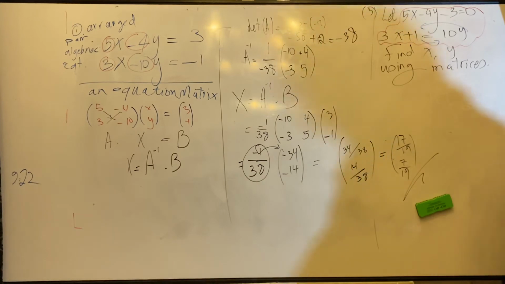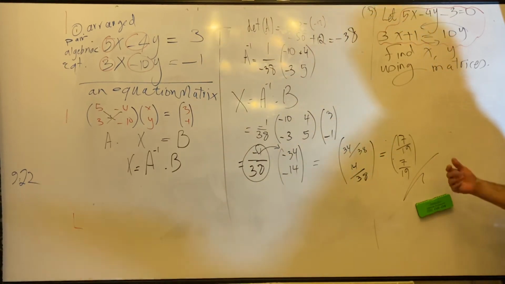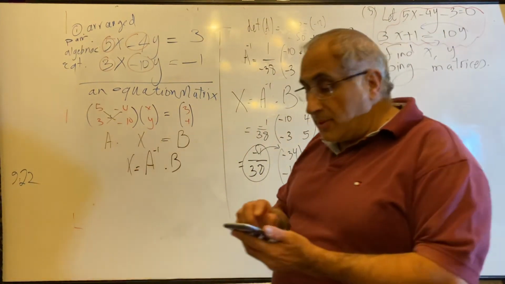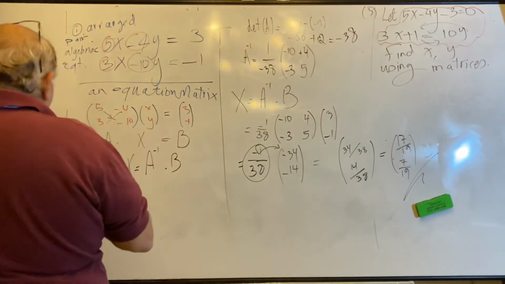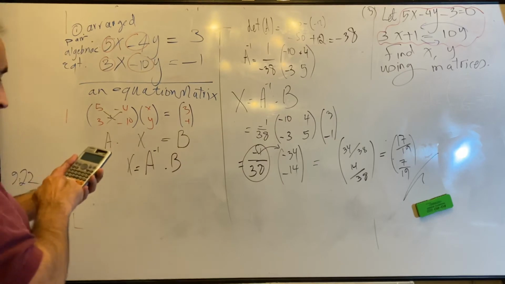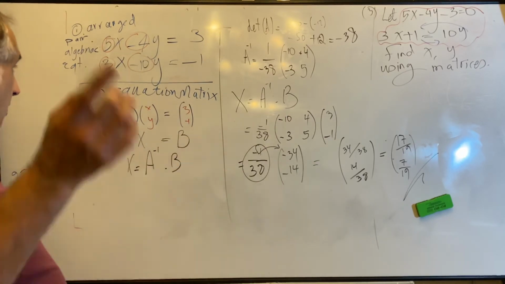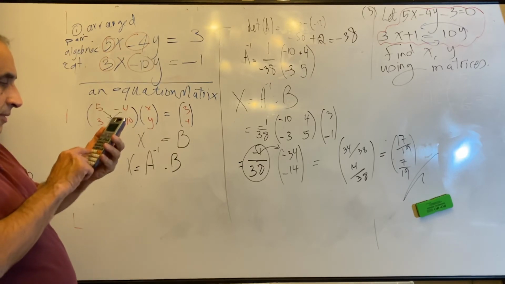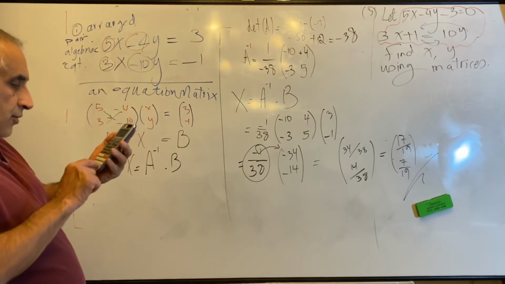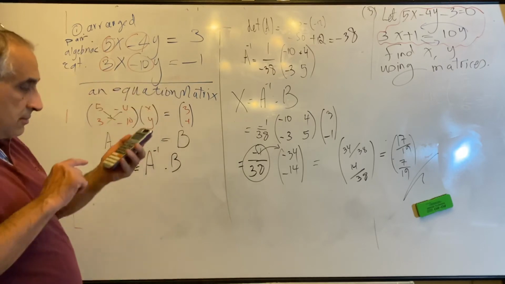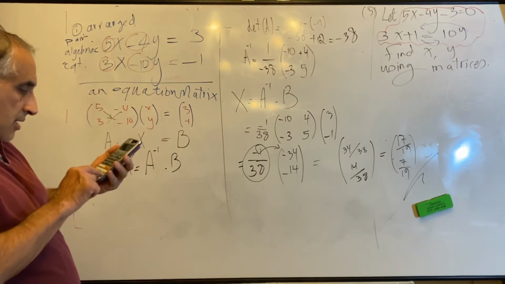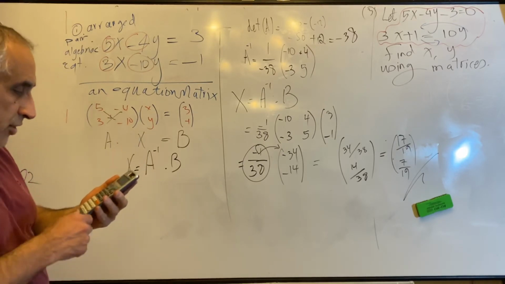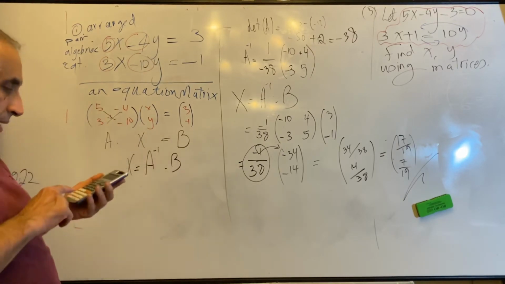If I want to check it out, I will go to my calculator. Nobody is immune from mistakes. I will enter this matrix: 5, minus 4, 3, minus 10, and minus 1. Then equal twice. Uh-oh, I've got different answers. I've got all wrong answers.